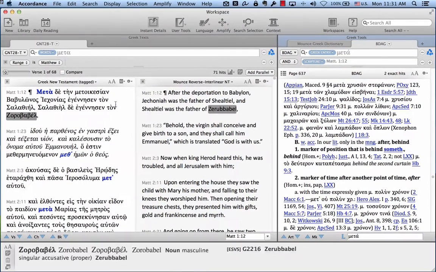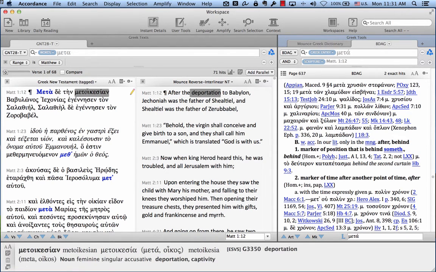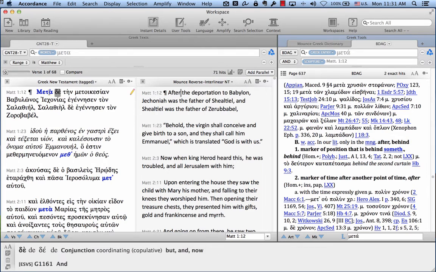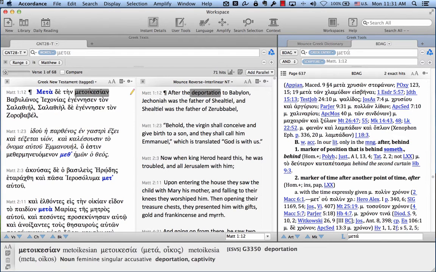So when you come over here in Matthew 1:12 and you see meta, you can't translate it till you go find its object. And here the object is the Greek word for deportation. You look down, you see it's accusative. Oh, okay. Meta with the accusative means after the deportation to Babylon.